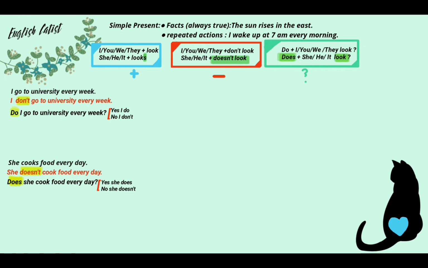Actually, we use this tense for two things. First one is for facts. What's the meaning of facts? It means that these things are always true. For example, the sun rises in the east. This is a fact because it never changes.